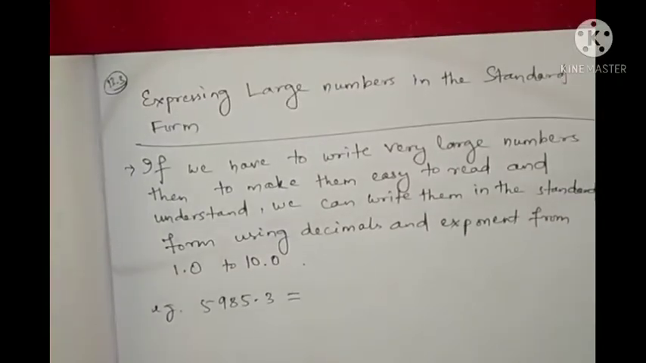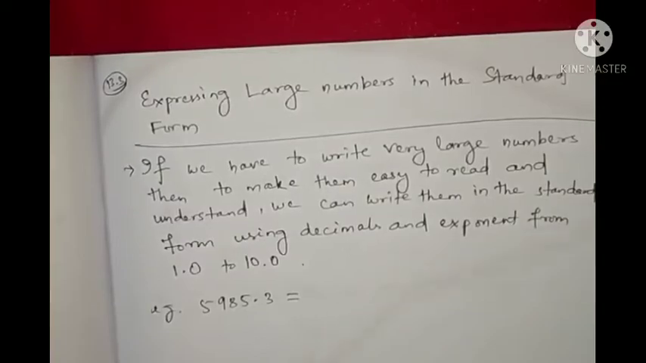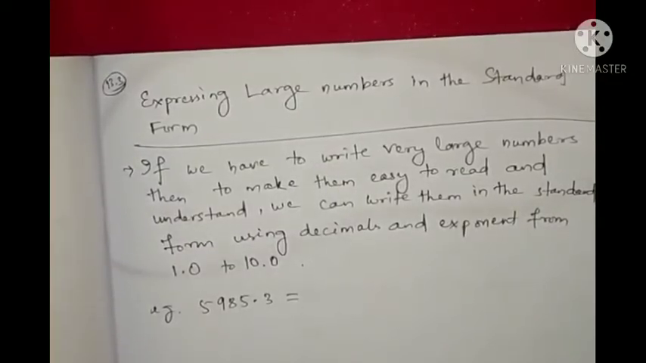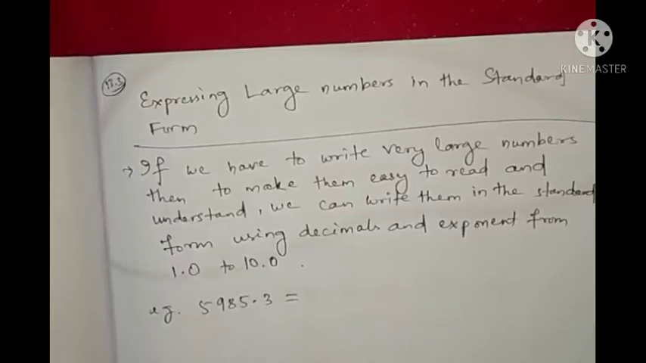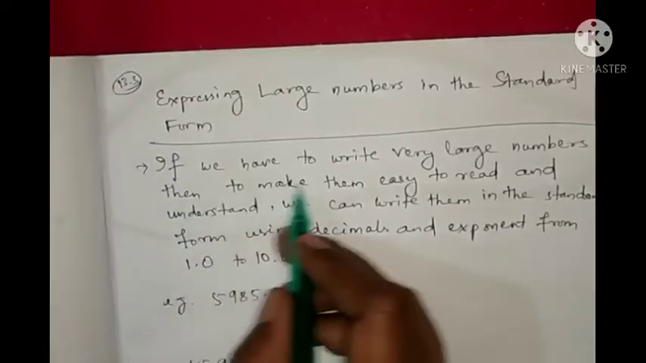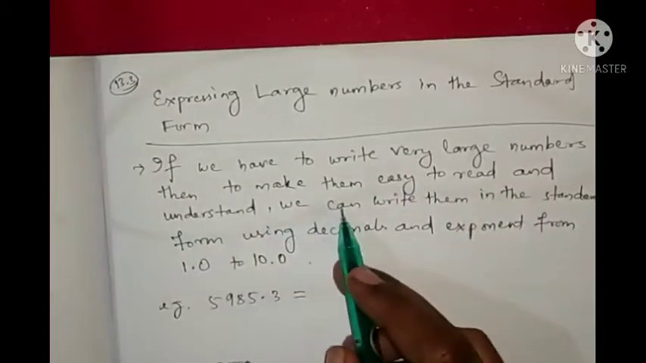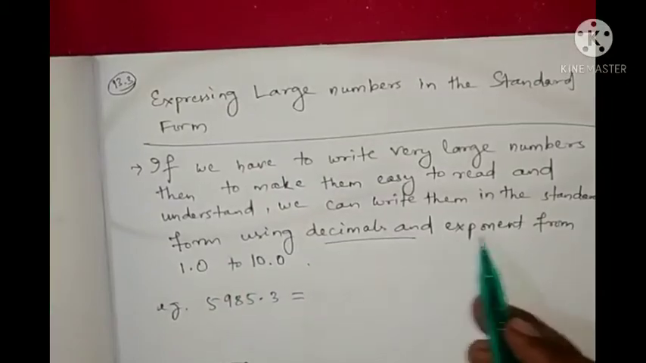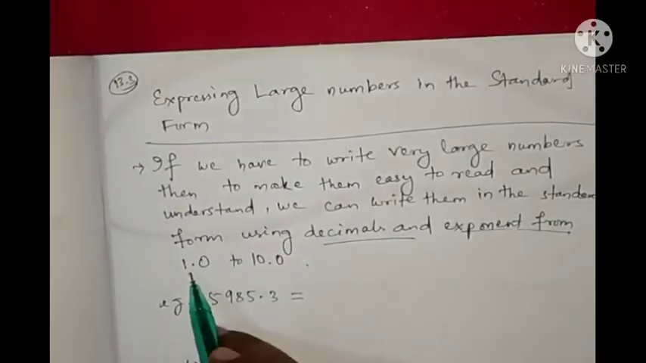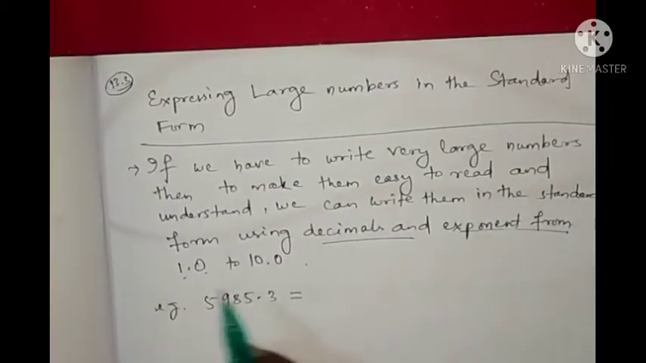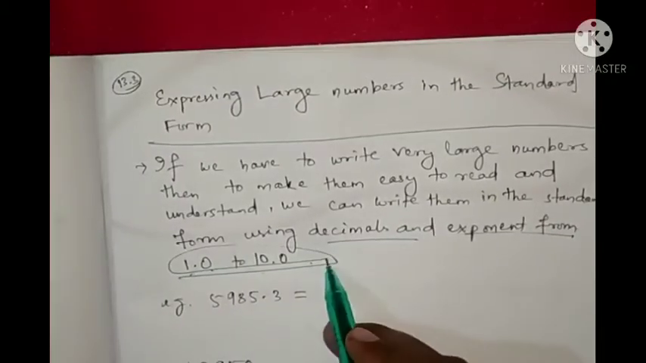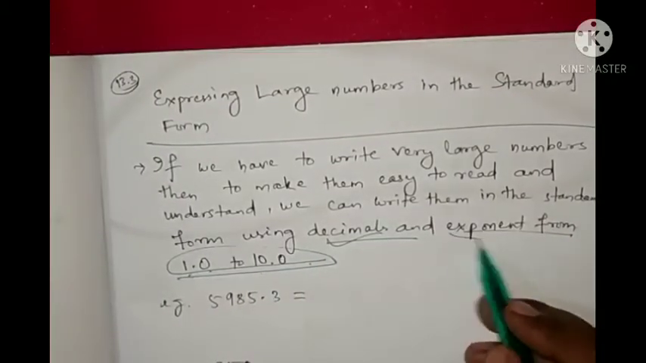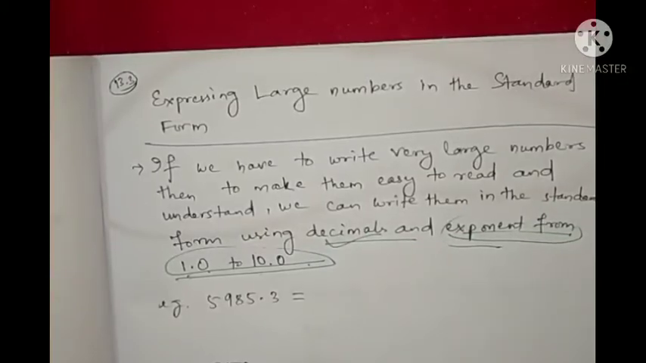Now we can see how we'll express the large number in standard form. Means in what form? In exponent form. So let's see how we can find out. If we have to write very large numbers, then to make them easy to read and understand, we can write them in standard form using decimals and exponent form. From 1.0 to 10, between this we'll keep the decimals and we'll write the exponent form. So let's see.